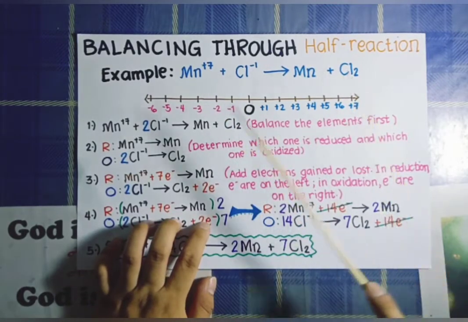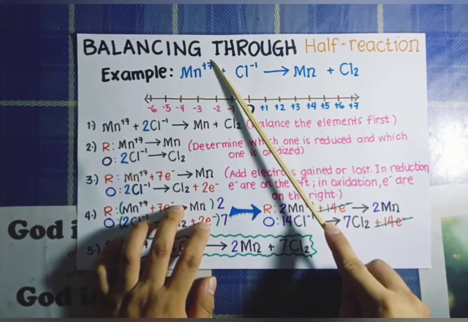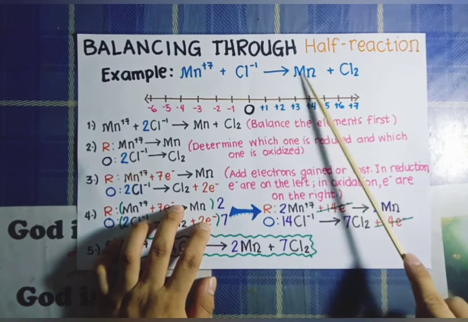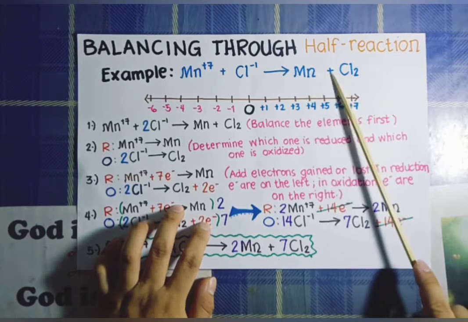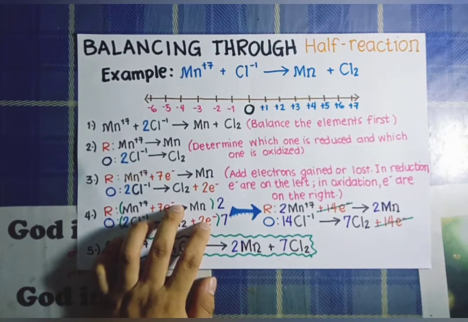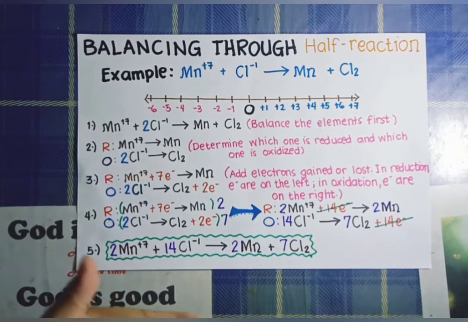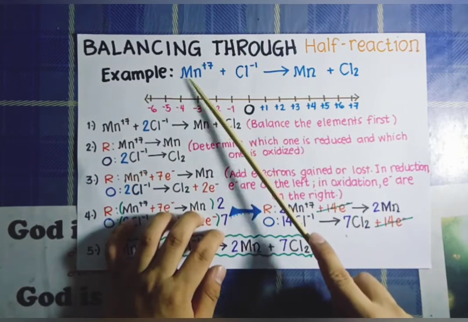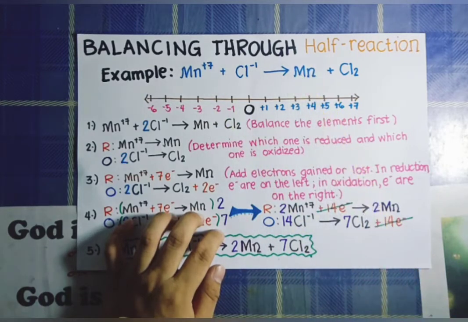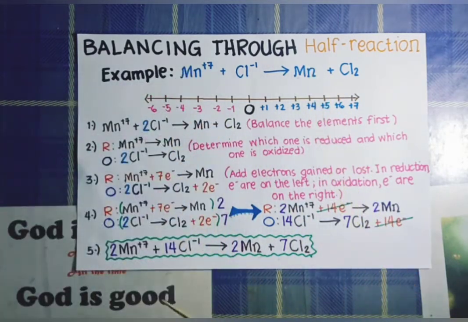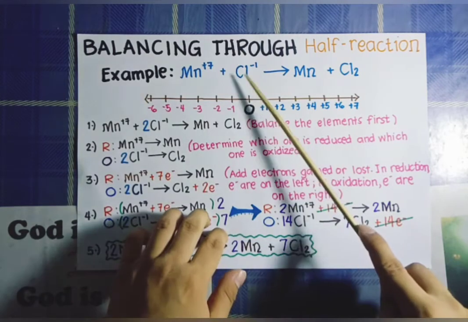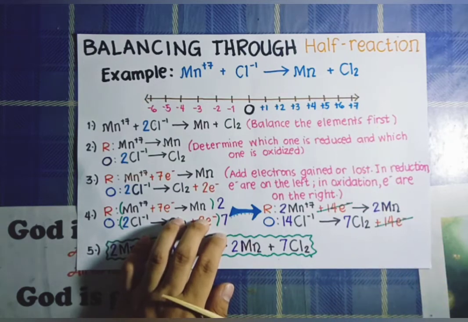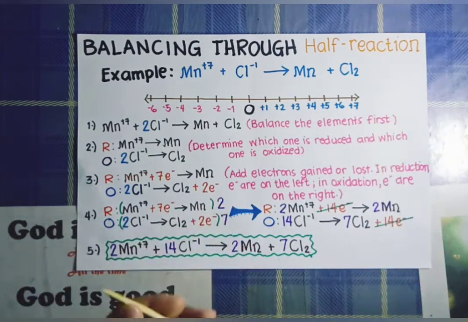For this one, let's have manganese with a charge of positive 7 plus chloride ion with a charge of negative 1 will yield to manganese with no charge at all plus chlorine gas with no charge at all. Now, the very first thing that we should do here is to balance the elements. Here, we have 1 manganese and here we have 1 manganese, and therefore, our manganese atoms here are already balanced. But here, we have 1 chlorine atom and here we have 2 chlorine atoms. Therefore, our chlorine atoms here are not yet balanced.